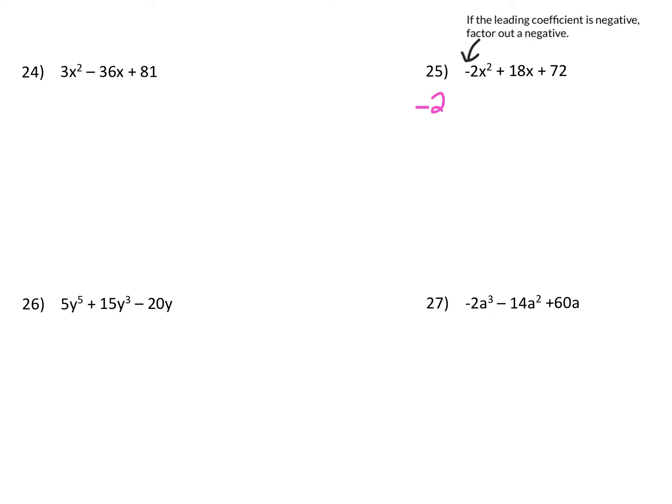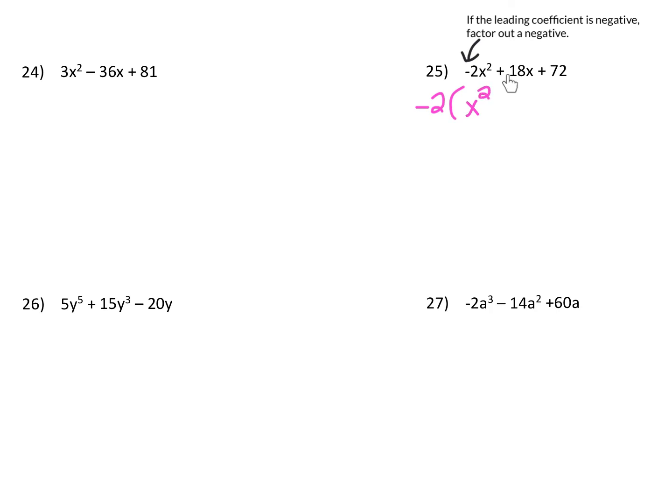So when we do, we're just dividing each term by negative 2. Now remember, when you factor out the greatest common factor, you only open up one set of parentheses, not 2 of them, okay? So negative 2 divided by negative 2 is positive 1, so it leaves us with positive 1x squared, or just x squared.